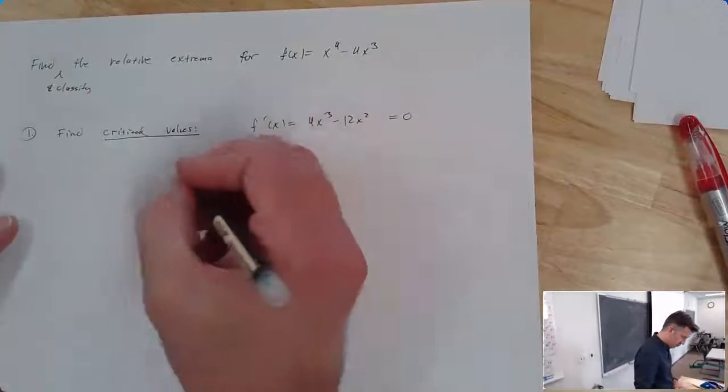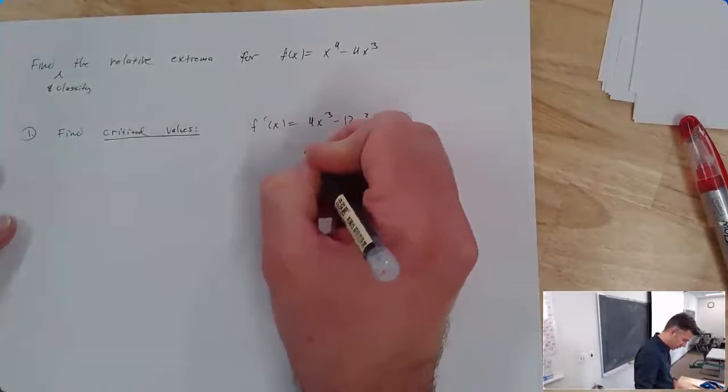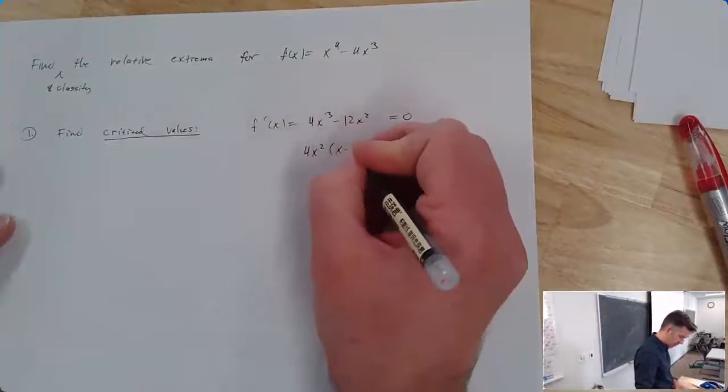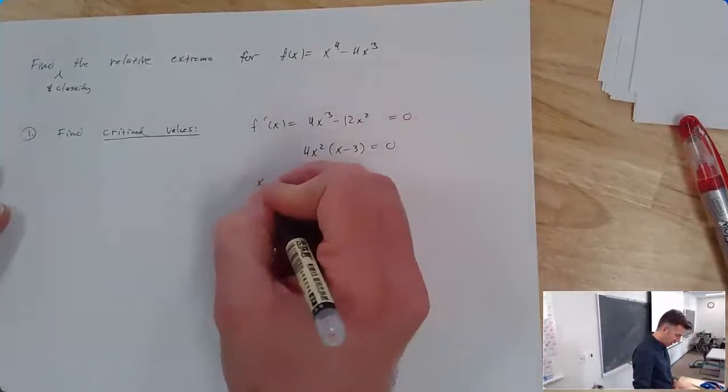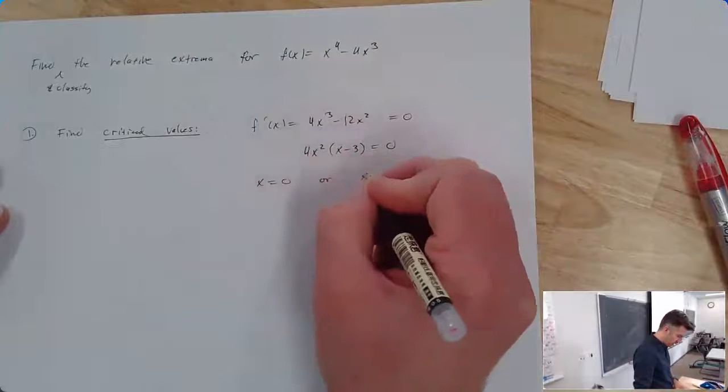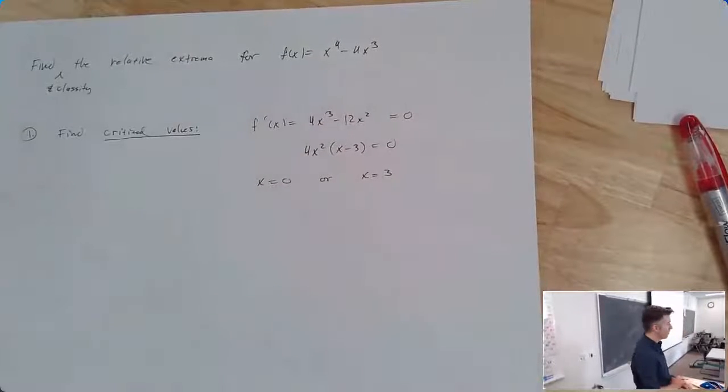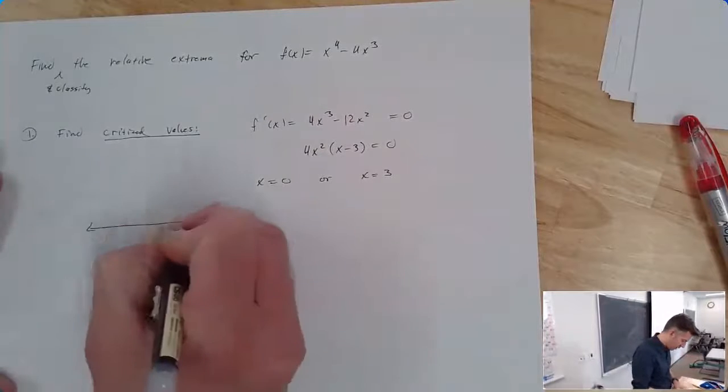So then we solve this. We factor out a 4x squared, left with an x minus 3. And then we get either x equal to 0 or x equal to 3. Those are the critical points or critical values of this function. And then what we typically do is put them on the number line.